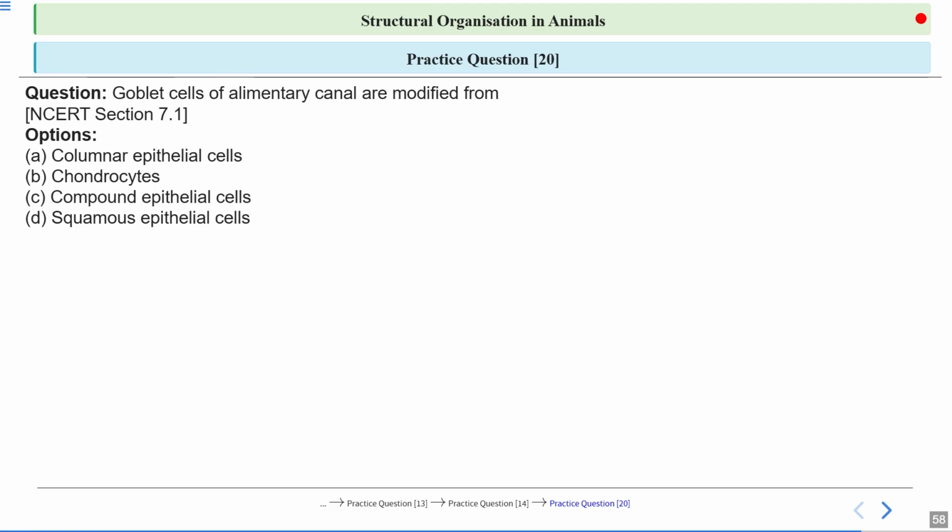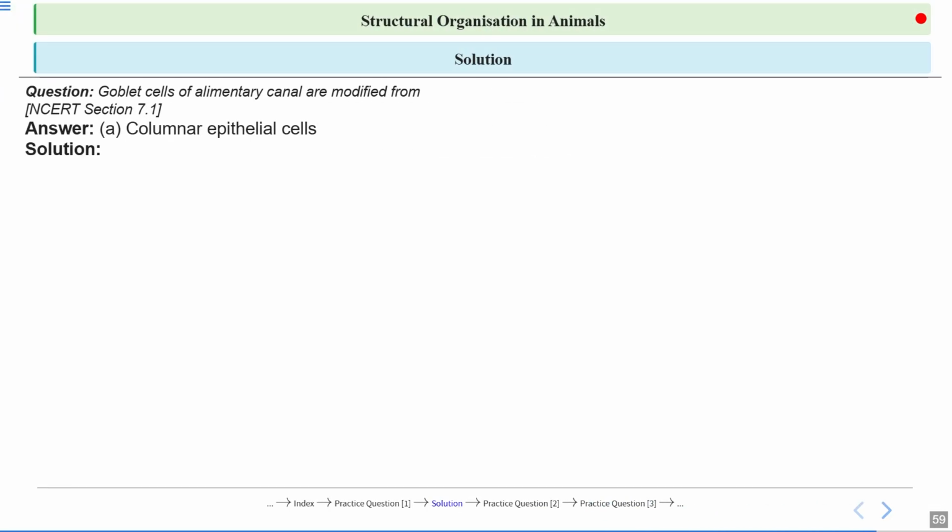Next question. Goblet cells of the alimentary canal are modified from. This is again coming from the NCERT section 7.1. Let us see the options. A, columnar epithelial cells. B, chondrocytes. C, compound epithelial cells. And D, squamous epithelial cells. So the correct answer is columnar epithelial cells.